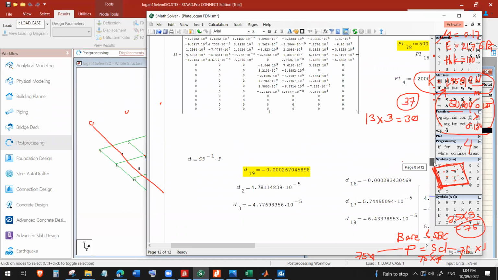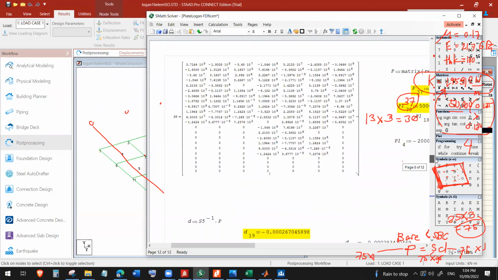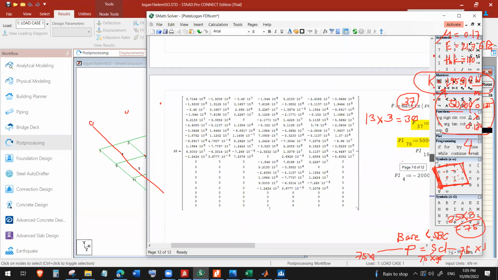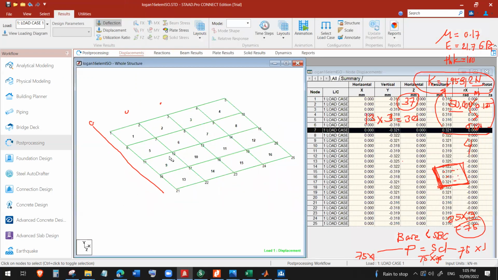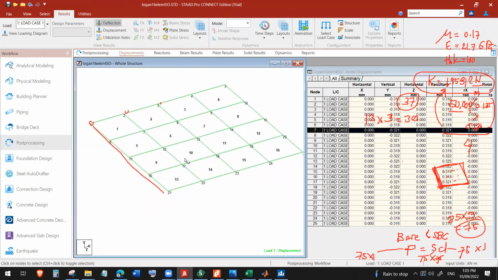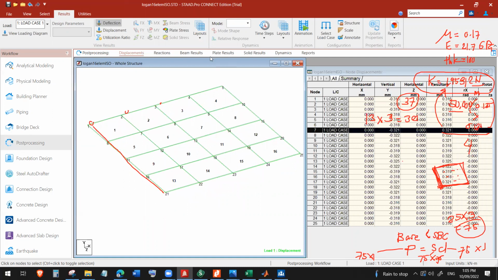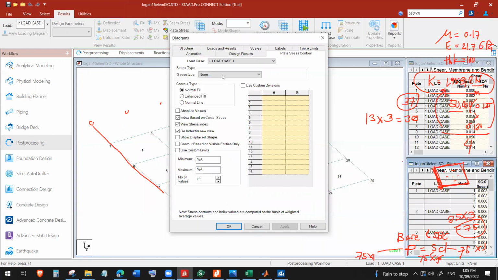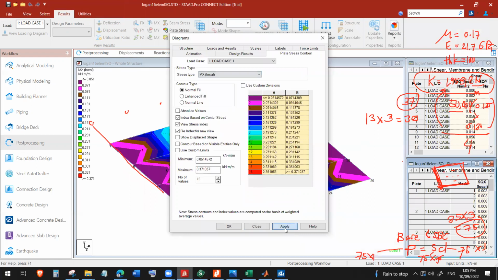So that's it. You now know how to use the plate stiffness matrix application also for an isolated footing modeled as finite element.